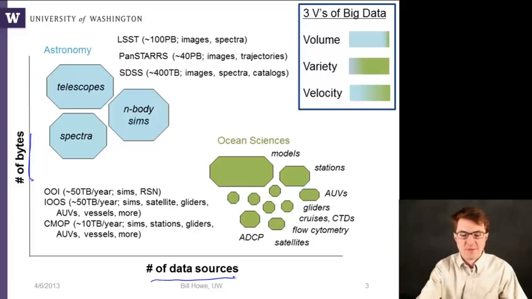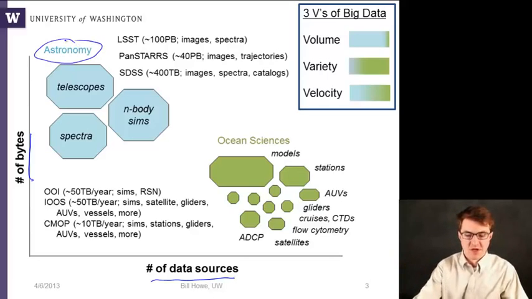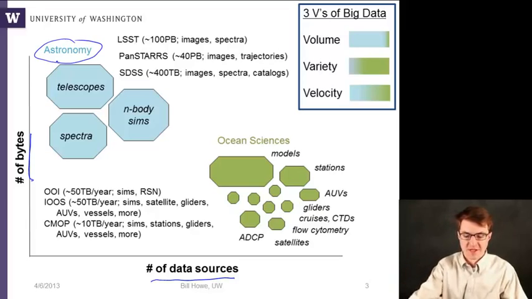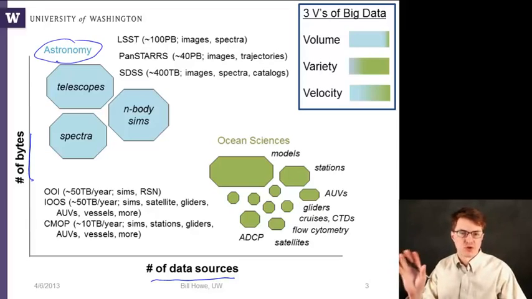And so typically astronomy has been challenged by the sheer volume of data, and so they're up here. We're high on the y-axis, but the number of actual sources in astronomy is not too high. There's telescopes, there's these spectral imagers, and then there's simulations of the galaxy, and so that's relatively few.